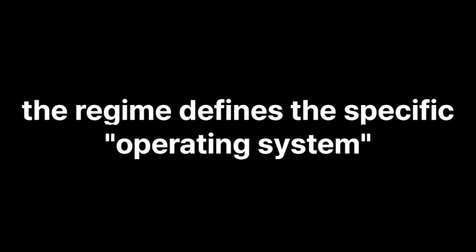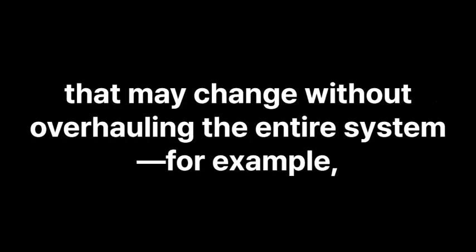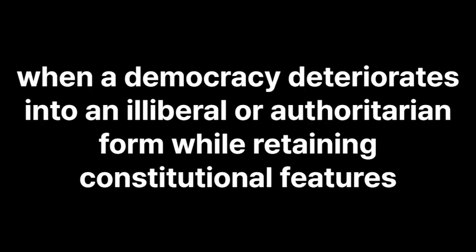While the political system provides the broad canvas, the regime defines the specific operating system that may change without overhauling the entire system. For example, when a democracy deteriorates into an illiberal or authoritarian form while retaining constitutional features.